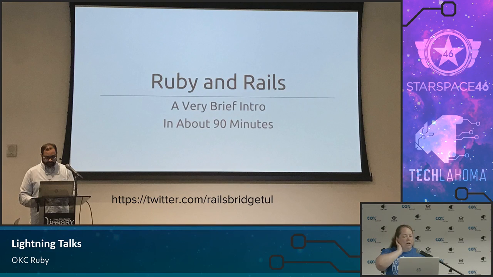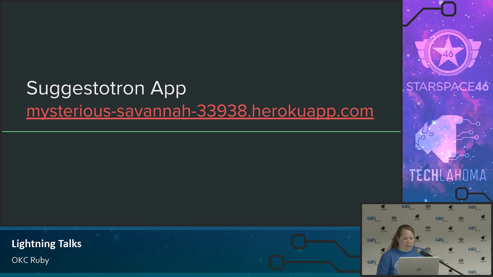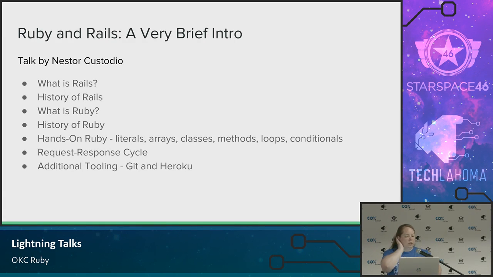So the way they started out was with a talk on Ruby and Rails. The speaker, Nestor, I think broke it into 2 parts, 45 minutes each, one on Ruby in general and one on Rails. He went through just what Rails is, a little bit of the history, what Ruby is and its history, then went through starting with your very first line of code, Ruby syntax. They talked a little bit about the request response cycle, and then went through a little bit of Git and Heroku.